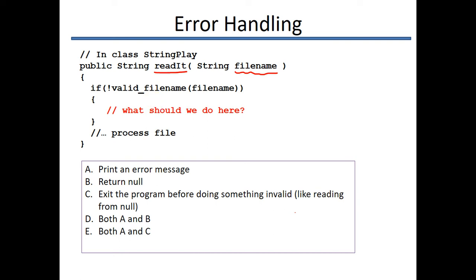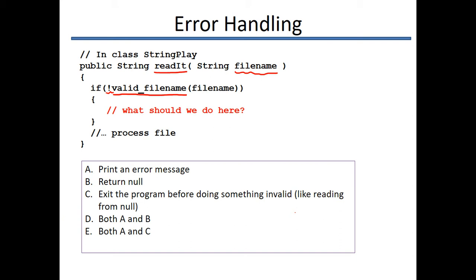But when we try to read from a file, there are many unexpected things that may happen. You may have this validFile method, supposedly if we have written it, and this method is going to return true if the file name is good, else it's going to return false. So if validFile returns false, not valid will be true. Inside this if, we are trying to say, if the file is invalid, what are we supposed to do? Given A, B, C, D, E, which one do you think is the right answer?